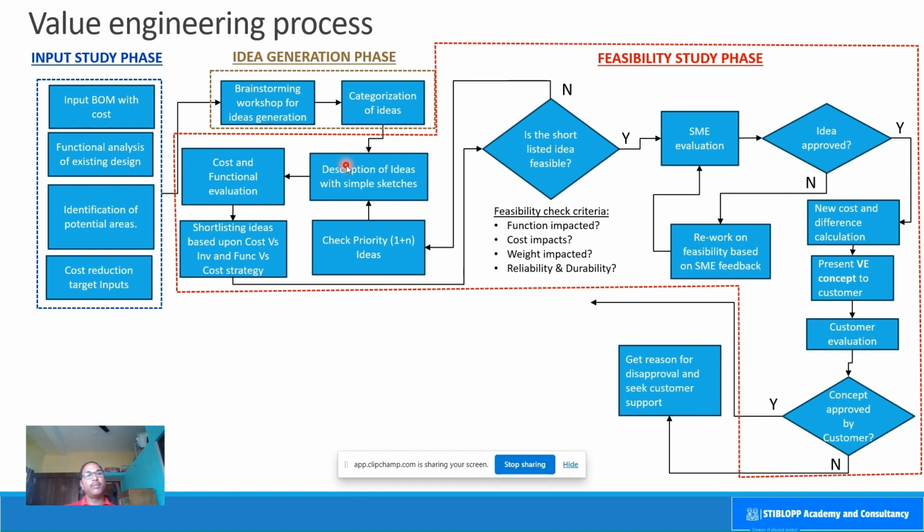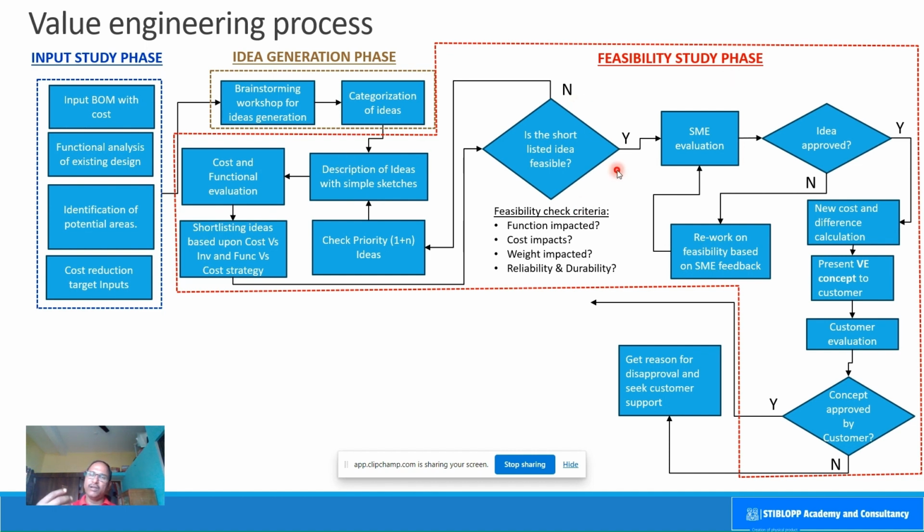After tabulating them, further we have to shortlist those ideas based upon cost versus investment and function versus cost strategy. This I will explain you in much detail when I take up the case study. Once the ideas are shortlisted from this big bunch, we send them to the next stage, that is the feasibility check evaluation phase.